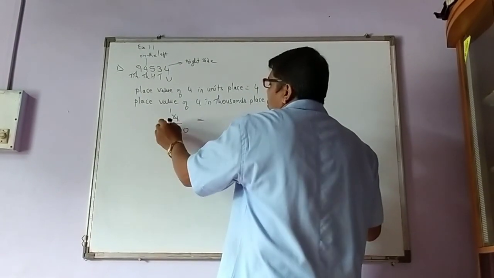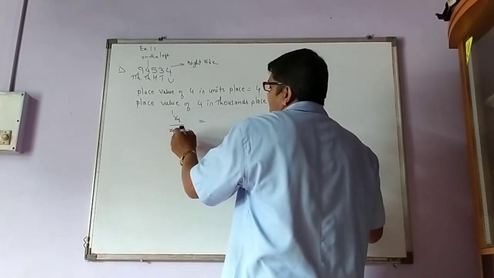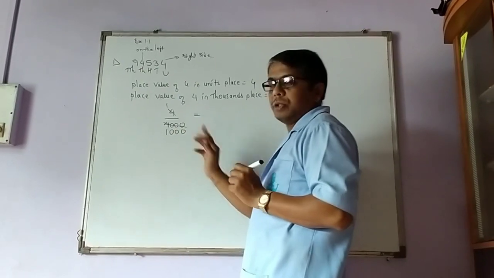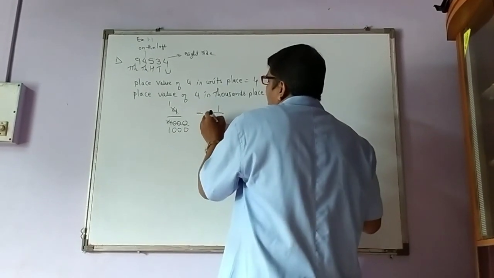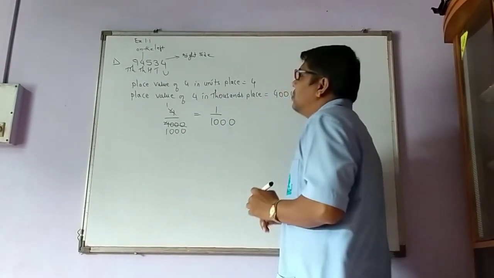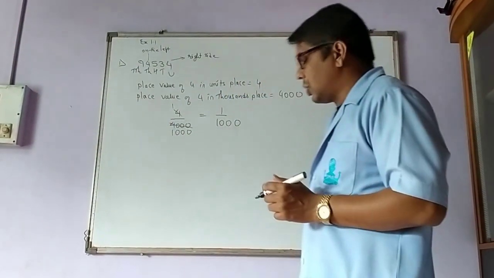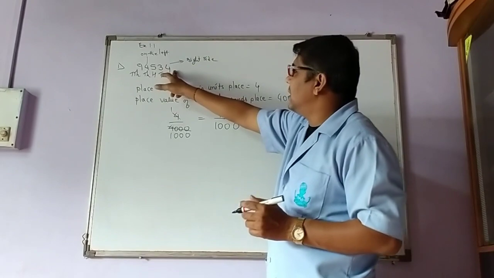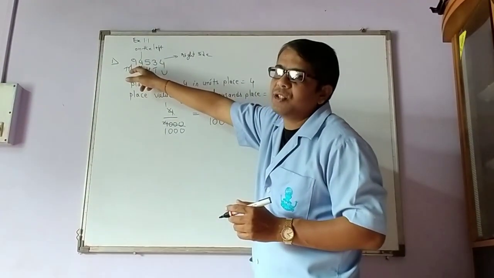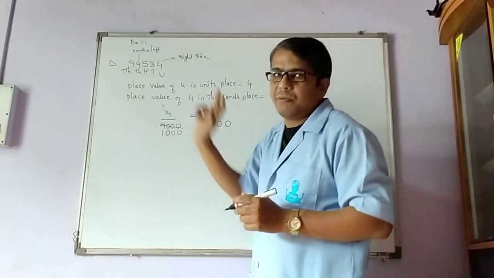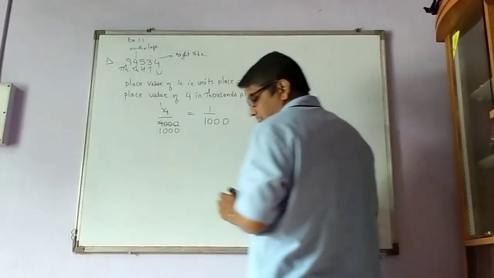4 1 the 4, 4 1 the 4, 0 the 0, 0 the 0. So it is 1 upon 1,000 times. So option number second. Okay, so this 4 is 1 upon 1,000 times of this 4. So option number second.